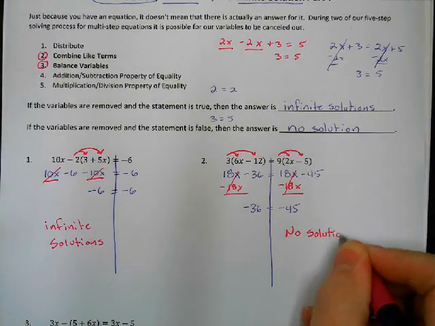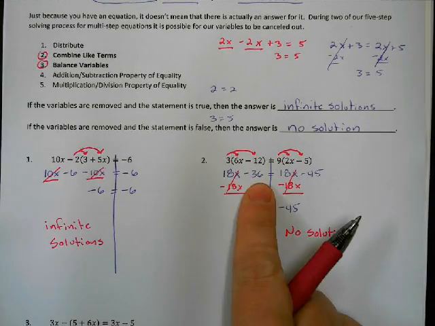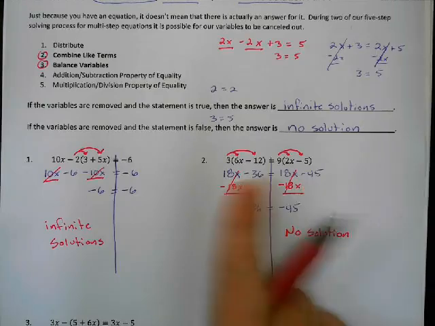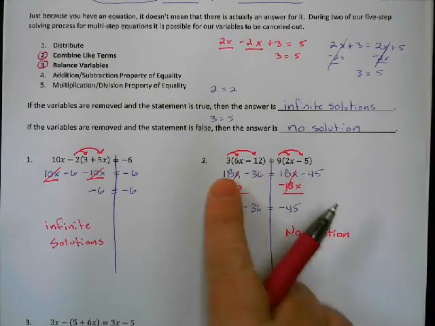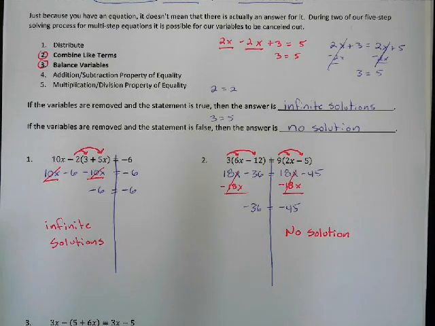Which means no matter what number I plug in for x, this equation is never going to work. I mean, look at this. 18x minus 36, 18x minus 45. We've got the same value here and different values here. There's no way that's going to balance out ever. So there's no solution for that one.